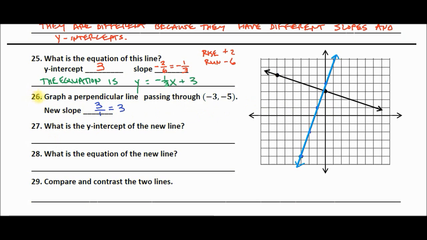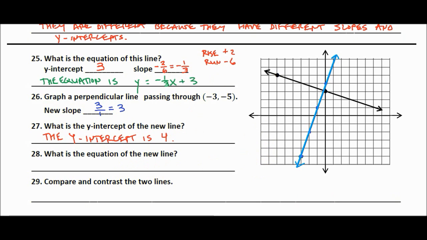All right, so we've accomplished number 26. What is the y-intercept of the new line? Now we should be able to see it. The y-intercept is at 1, 2, 3, 4. It used to be at 3, now it's at y equals 4. The y-intercept is positive 4, or just write the number 4.